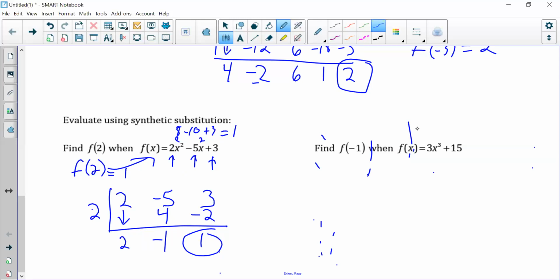All right, let me erase some of my scribbles over here, where my palm touched the screen. All right, so let's do one more synthetic division.